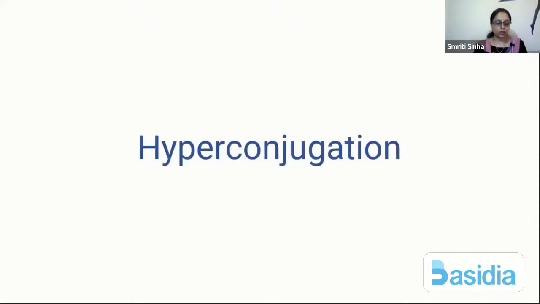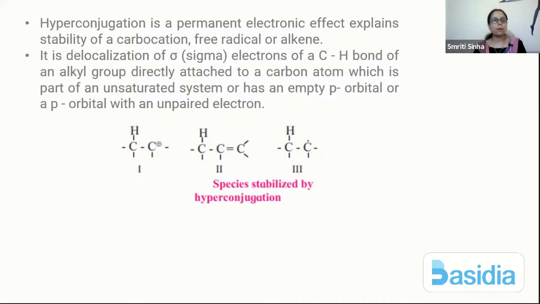Next is hyperconjugation effect. So hyperconjugation again is a permanent electronic effect and which actually explains the stability of carbocation, free radical or alkene. It is seen in delocalization of sigma electrons only. So remember, inductive effect and hyperconjugation are related to sigma bonds or sigma electron. Resonance and electromeric effect is related to pi electron or the multiple bonds.